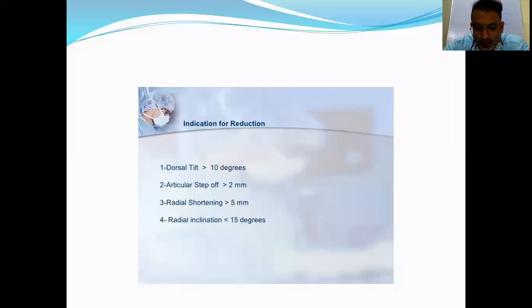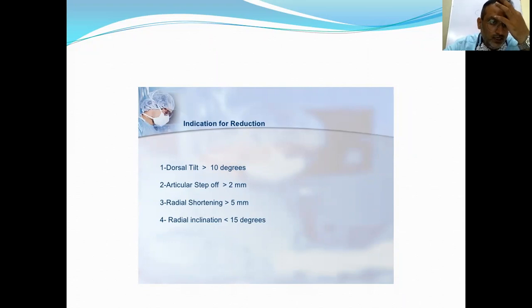So there is always closed reduction. So what are the indications for closed reduction? When can you decide you want to treat it conservatively, and when can you decide you want to intervene operatively?